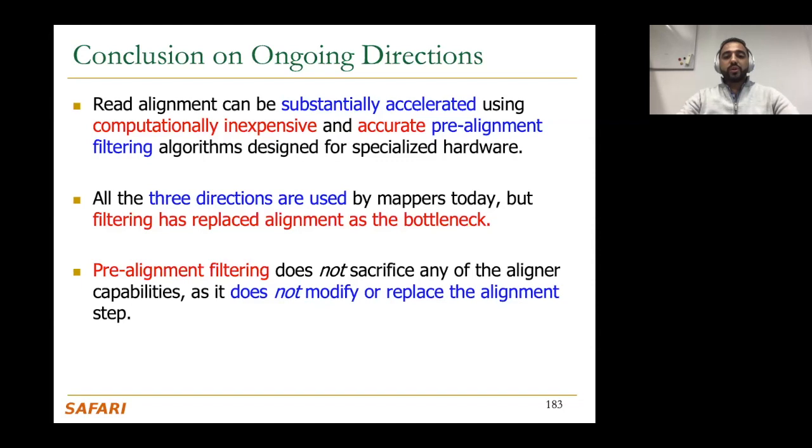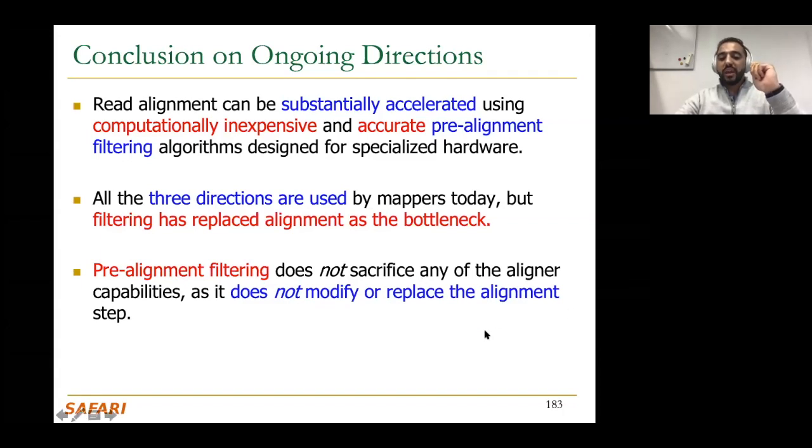All right, so the conclusion on going directions: read alignment can be substantially accelerated using computationally inexpensive and accurate pre-alignment filtering. All three directions are used by mappers today, but filtering has replaced alignment as the bottleneck, because the pre-alignment filter will check everything that is going to the sequence alignment. It will have the heavy workload, and then minimal workload is left for the sequence alignment. So pre-alignment filtering doesn't sacrifice any of the alignment capability and doesn't modify or replace the alignment step.